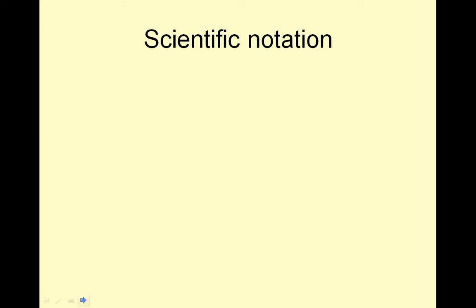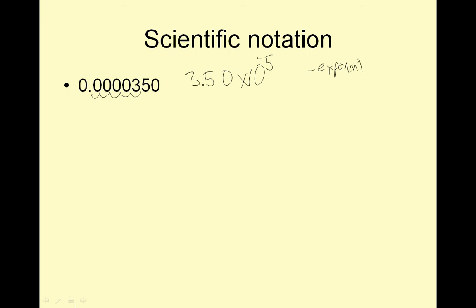Scientific notation. Scientific notation is stuff you've seen before. You move the decimal, and that tells your exponent: 1, 2, 3, 4, 5. This moves 5 spots, so it's going to be 10 to the 5th. Now, because it is smaller, it's going to be negative 5. So this would be 3.50 times 10 to the negative 5th, and that's that number. Okay. So remember, a negative exponent equals less than 1, or smaller than 1.